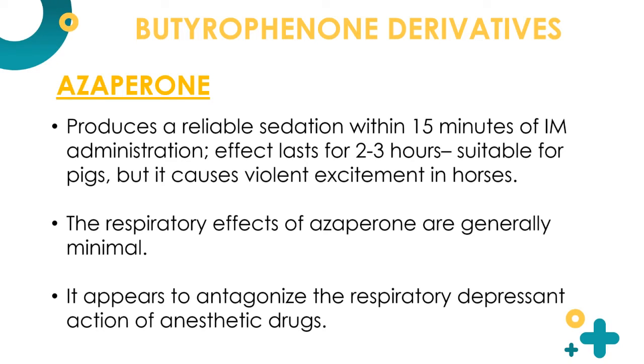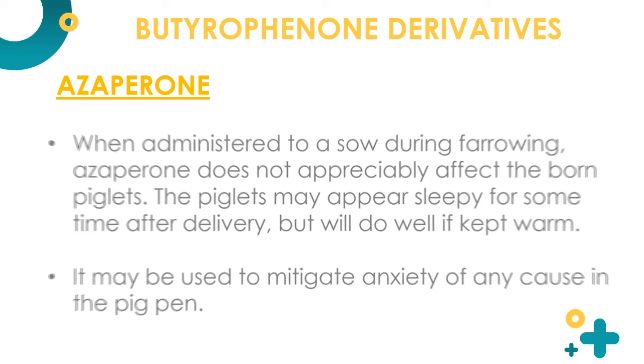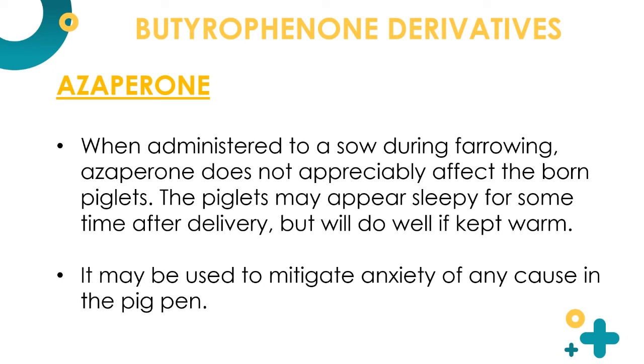The effects of azaperone when administered last for 2 to 3 hours, which is suitable for pigs, however, it causes violent excitement in horses. Its respiratory effects are minimal, and it appears to antagonize the respiratory depressant action of anesthetic drugs. A sow during farrowing administered with azaperone will not affect the born piglets. They may appear sleepy for some time after delivery but will do well if kept warm. In addition, it may be used to mitigate anxiety of any cause in the pig pen.